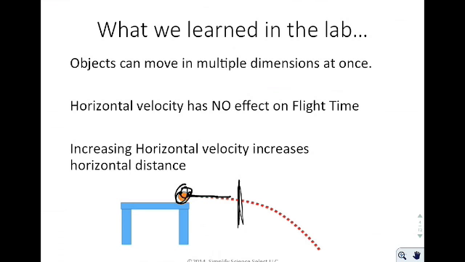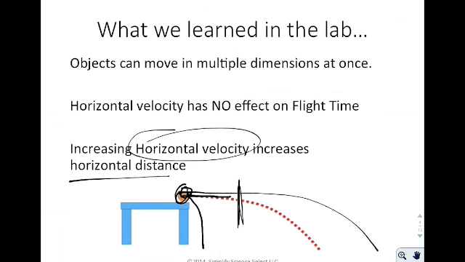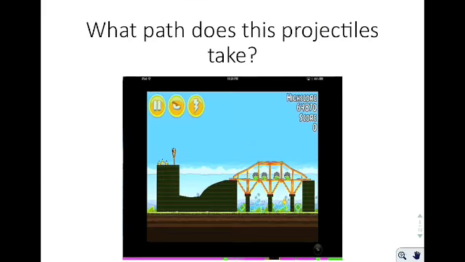If you fire this marble very, very slowly, and it lands right here, it has the same flight time as if it lands right here. So we saw that there's no effect of horizontal velocity on flight time. We also saw that increasing the horizontal velocity does increase the horizontal distance. So the faster it's fired, the greater the distance that it travels will go.